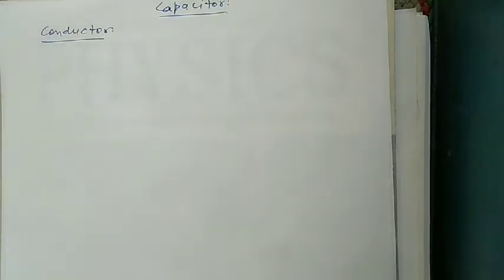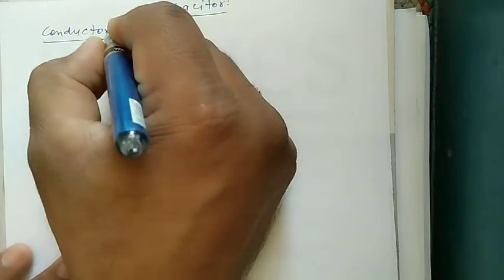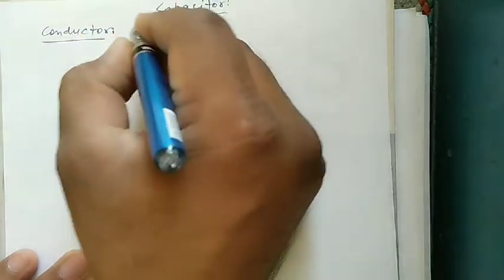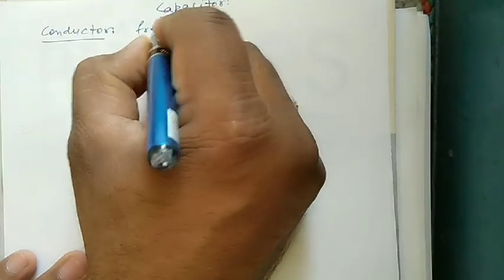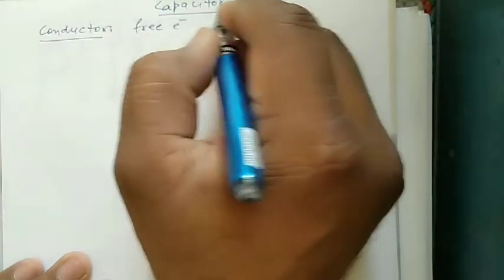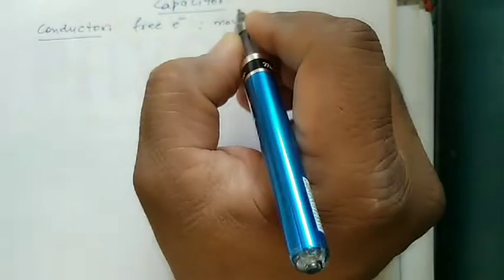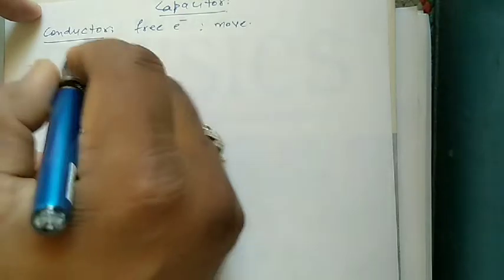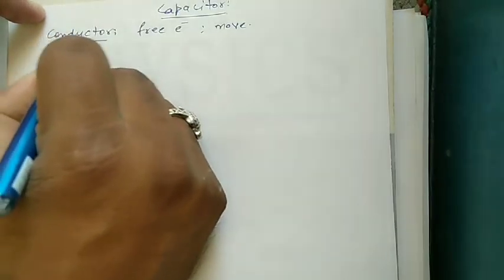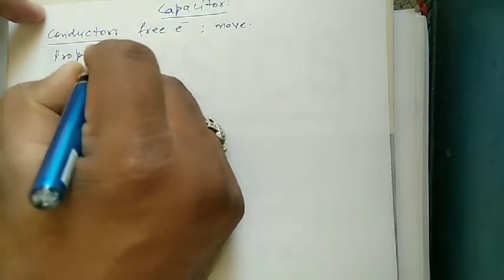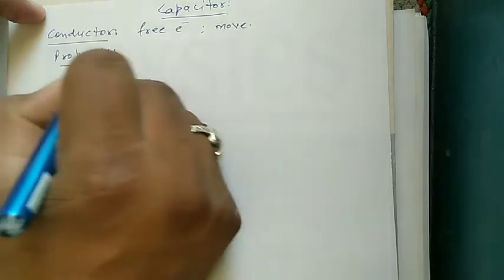Today we will start capacitor, and in the capacitor first we will do the properties of a conductor. We know conductor is a substance which contains free electrons. These free electrons, they can move. Now properties of a conductor. Properties of conductor first.